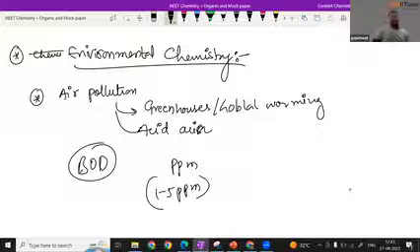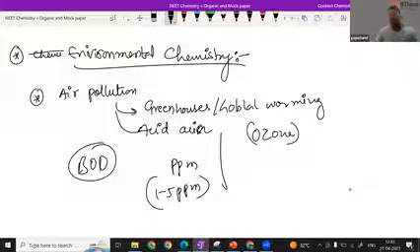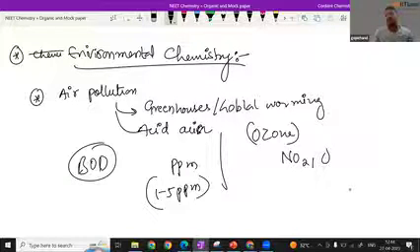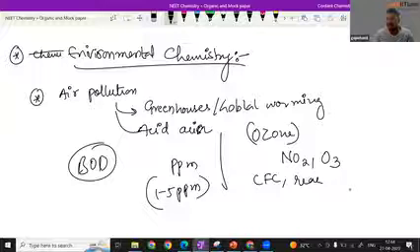Next they will ask about ozone. Ozone depletion: who is responsible? NO2 and O3 are responsible for the ozone depletion. We can also add some other things, like chlorofluorocarbons, which are also responsible for ozone depletion. Then you should know the reactions of them, what type of reactions they are.